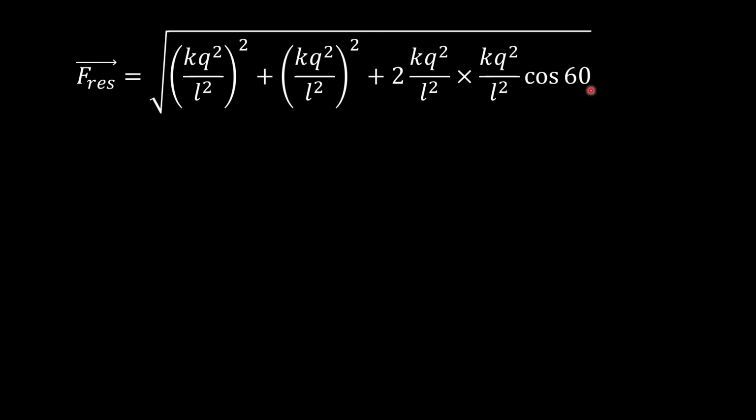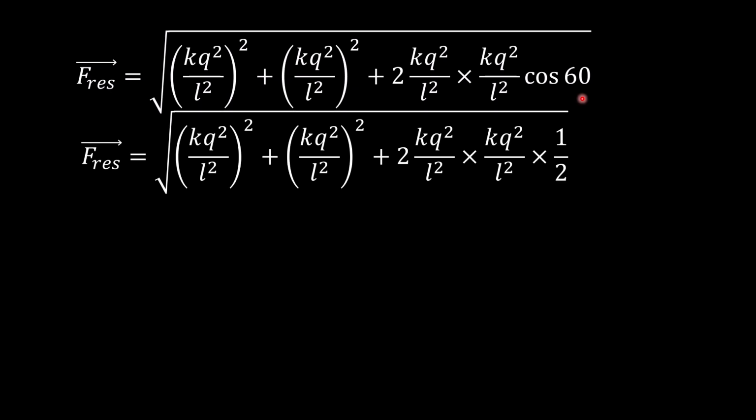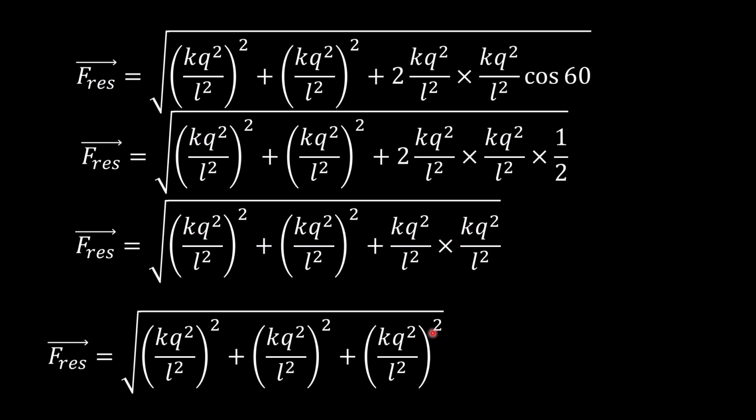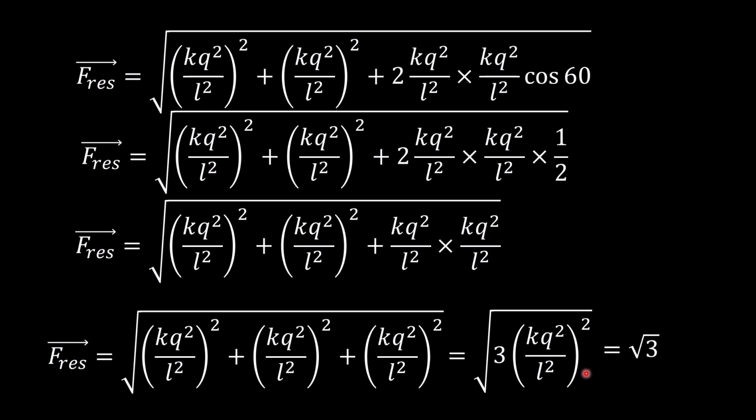Substituting the A, B and theta values, we get this. Cos 60 is 1 by 2. Cancelling this 2 and 2, we get this. Simplifying, we get this 2 value as k q square by L square whole square. Now we have three same values. Adding these values, we get the square root of 3 into k q square by L square whole square. Taking the square root of this value, we get root 3 into k q square by L square.